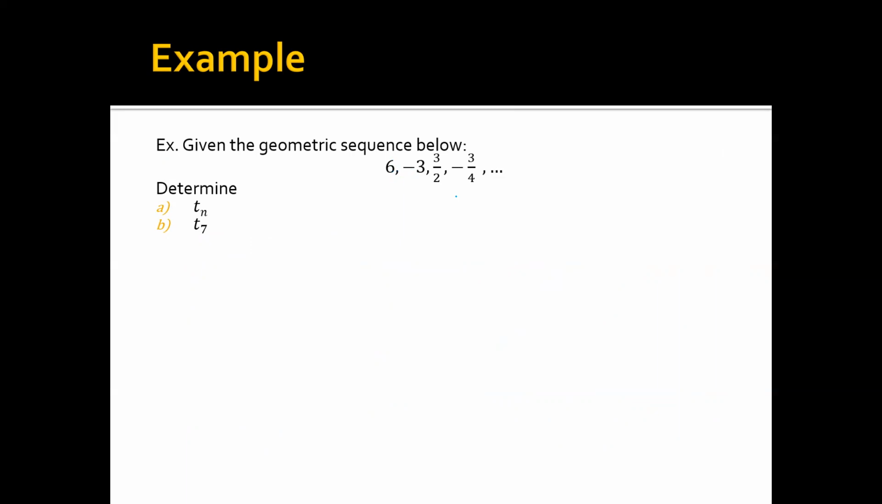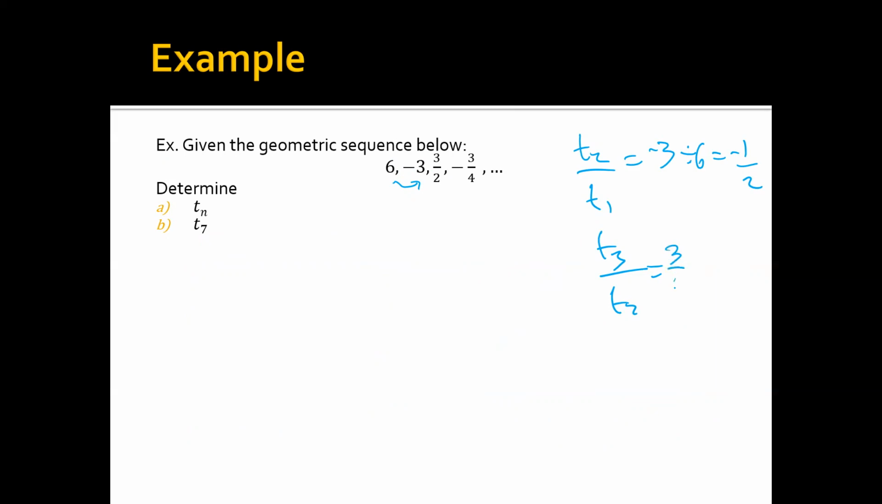Okay, you might already be able to find it, but if it's not that clear, I recommend taking t2 and dividing by t1, taking t3 and dividing by t2, and doing it a couple of times, and you'll start to see a pattern. So if we take -3 and divide by 6, that gives me -1/2. Negative divided by positive is a negative.